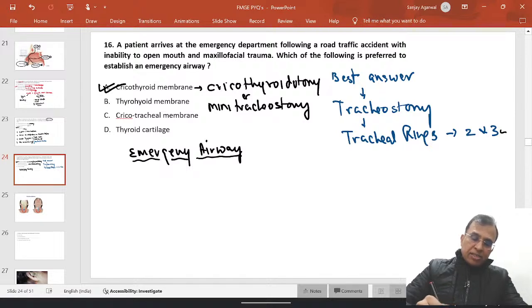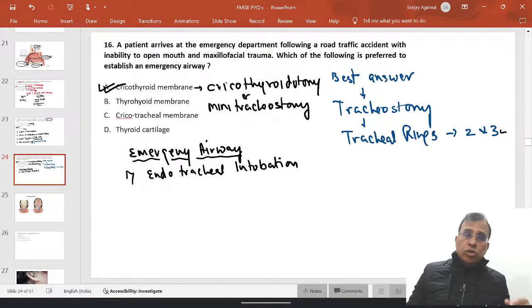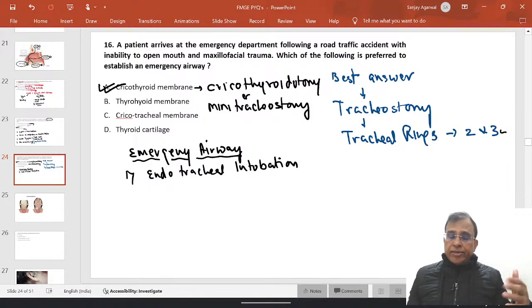the easiest and the simplest thing you can do is an endotracheal tube. This is the simplest. It takes just a few seconds to do, and endotracheal tubes are always present in the emergency ward. It's a non-invasive technique. You are not giving any incision, you are not doing any surgery, and so it's preferred. But like I said, the tube can be passed either from the mouth or from the nose.